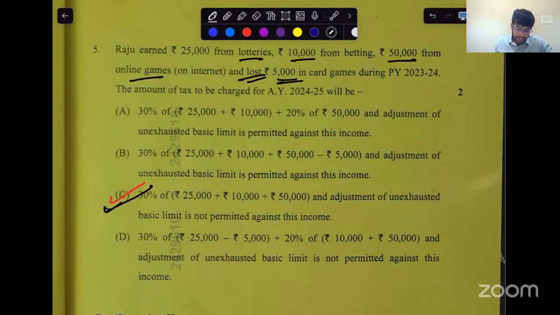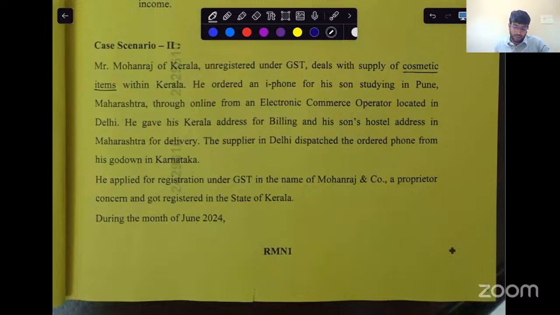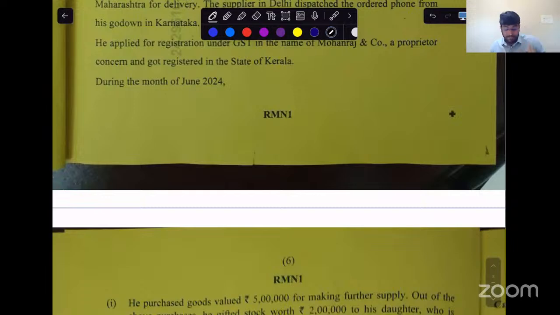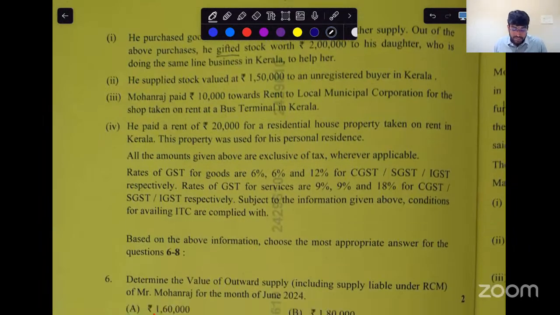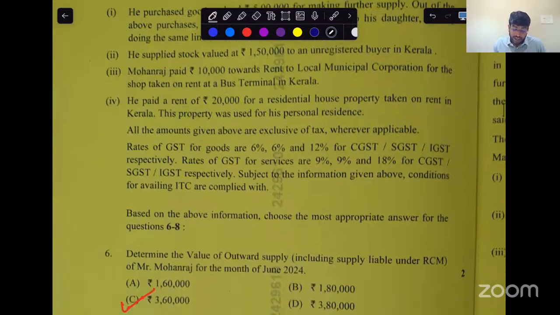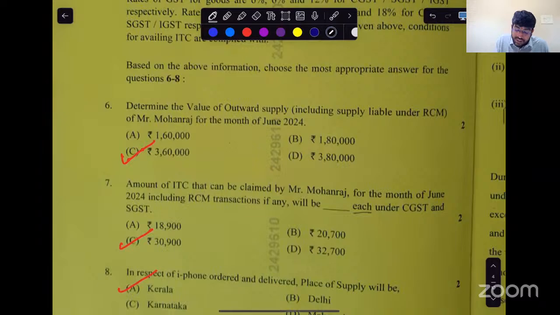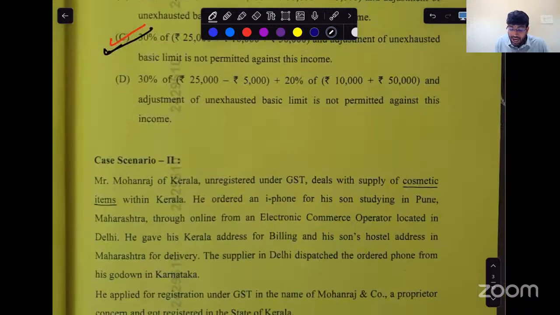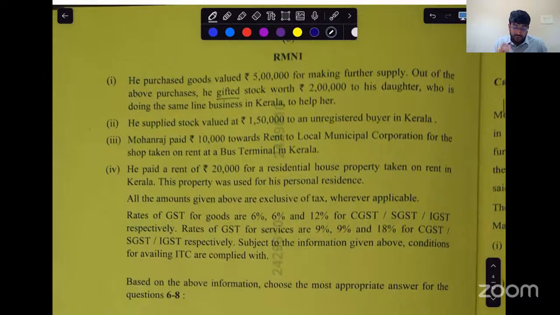Next point. Case scenario 2, this is with respect to GST, where they have asked some interesting points, where they have also tested the concept of place of supply. For the first bit, the sixth question, the answer is option C, 3,60,000. The logic of 3,60,000 is very simple, my dear friends. This 2 lakhs, which is given as a gift to the daughter, that is also taxable. 1,50,000 is also taxable. This 10,000 is covered under RCM. And in the question, they clearly told they want it along with RCM. So 360 is the answer for the sixth bit.